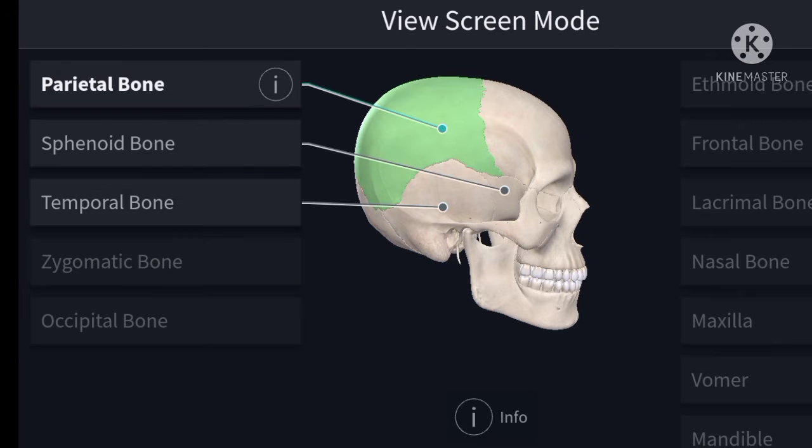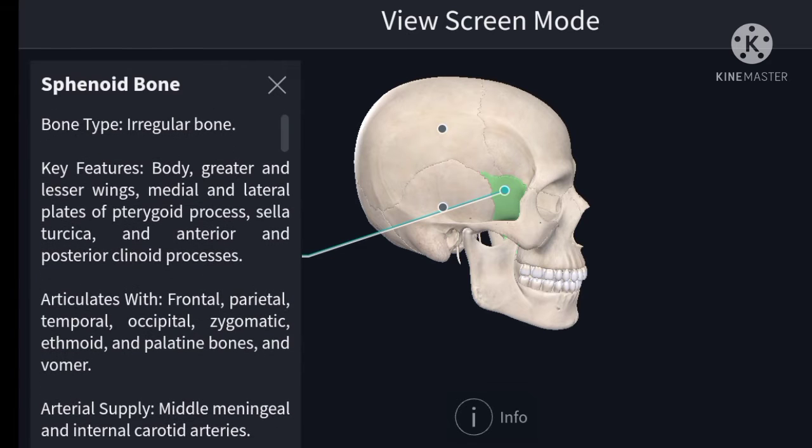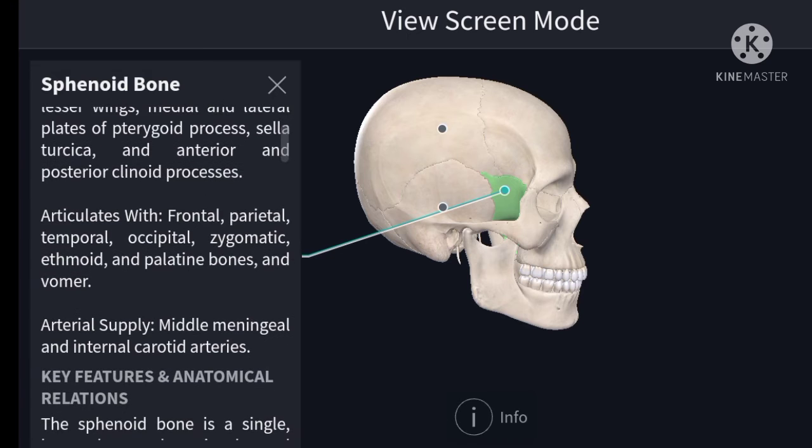Now we will talk about the sphenoid bone. As you can see here, this is sphenoid bone and it is an irregular bone which is located in neurocranium and it articulates with the frontal, parietal, temporal, occipital, zygomatic, ethmoid and palatine bone as well as vomer, and it is supplied by the middle meningeal as well as internal carotid artery.